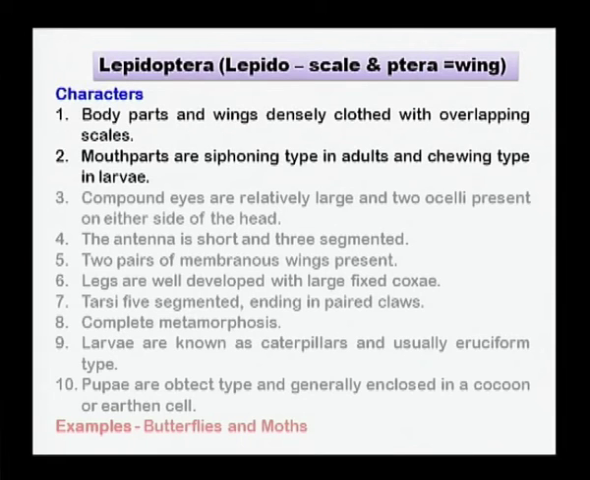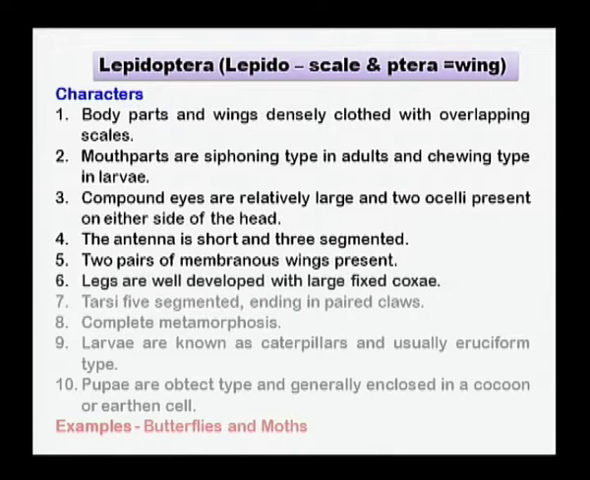Mouth parts are siphoning type in case of adults, whereas chewing and lapping type of mouth parts are common in the larvae. Compound eyes are relatively large. Simultaneously, two ocelli are also present on either side of the head. The antennae are short and three segmented. Two pairs of membranous wings are present. Legs are well developed.